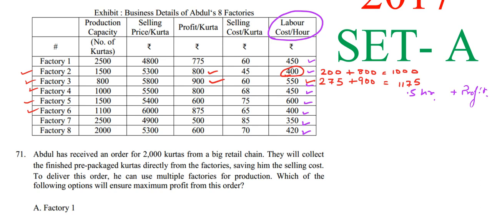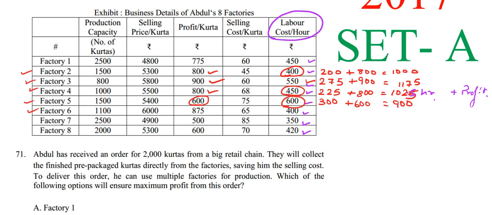Now in factory 4 we have 450. So half of this will be 225. This is the money he saved from labor cost. This will be added to the profit, that is 800. So adding to 800 we will get 1025. Now let's check for factory 5. Factory 5 labor cost he gave 600, but now he needs to give only 300. So 300 less for 30 minutes. So 300 will be added to the profit, that is 600. Therefore total profit is 900 now.